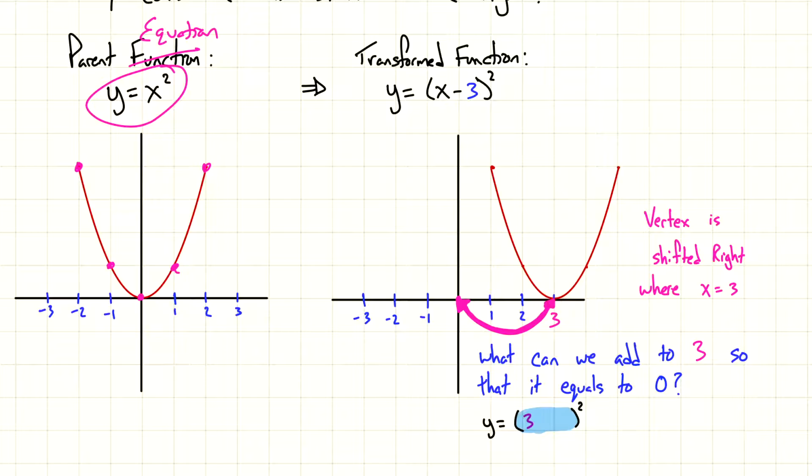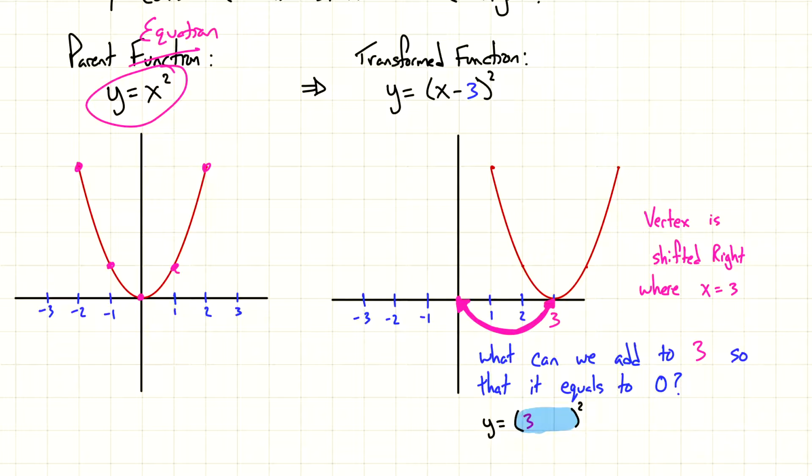What can we add to 3 so that it equals 0? When I look at this equation, let's say even plugging in a 3. If I plug in a 3, and if this was an x plus 3, then 3 plus 3 is what? 6. So that would be 6 squared, which is 36. So when I plug in a 3, I'm not at 36, right? I'm not all the way up here. I'm actually at 0. So the y value is still staying at 0.